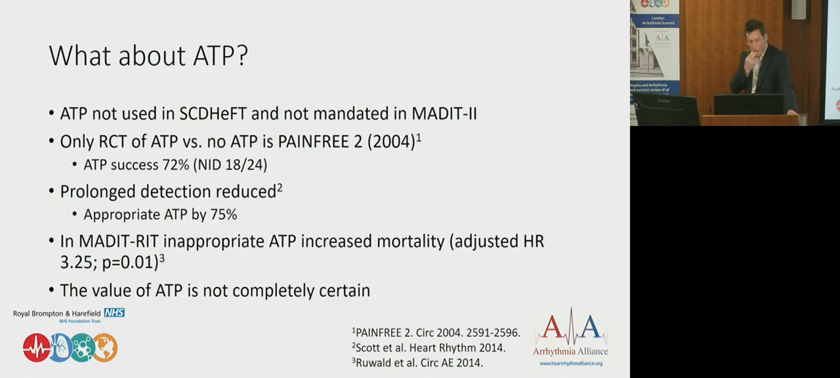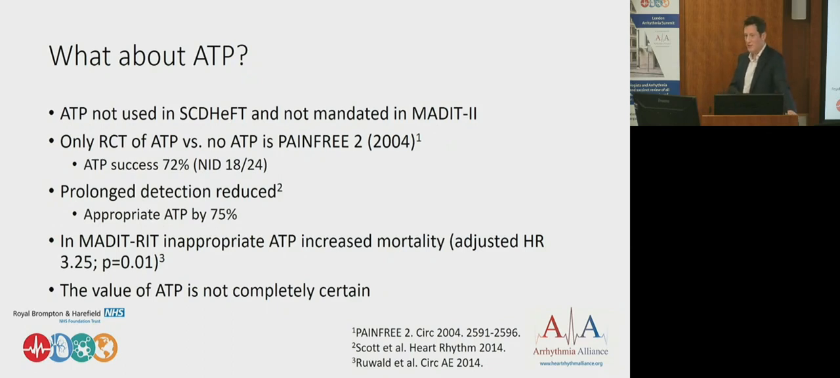So what about ATP? Well, it's important to note that ATP was not used in the two probably largest randomised trials that we used to guide who we put ICDs in, SCD-HeFT, and it was not mandated in MADIT-RIT. The only randomised trial, PainFree Rx II, was pretty convincing. ATP success was 72%, but detection time was short. And if you prolong detection time to 30 out of 40 compared to how it was programmed in PainFree Rx II, you'd expect a 75% reduction in appropriate ATP.